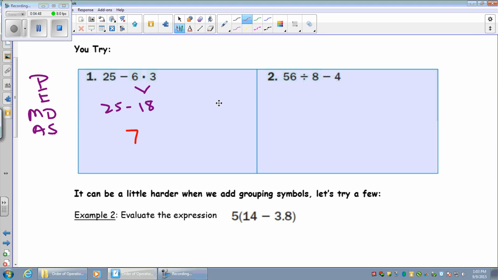Number 2, I think, was a little bit easier because you are supposed to do dividing before subtracting. So it was in order, really. You get 7 minus 4, and 7 minus 4 is just 3.